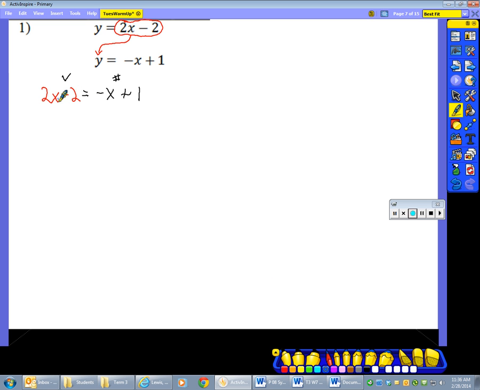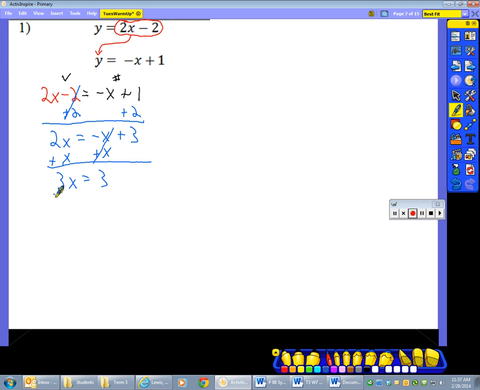So this is my variable side, so I need this negative 2 to go away, so I'm going to add 2. And I have to add 2 over here on this side. I'm going to rewrite my equation. I have 2x equals negative x plus 3. And this side is my number side that I've designated. So if it's a variable, it needs to go away. So I'm going to add an x here, and I'm going to add an x on this side. And what I'm left with is 3x equals 3.